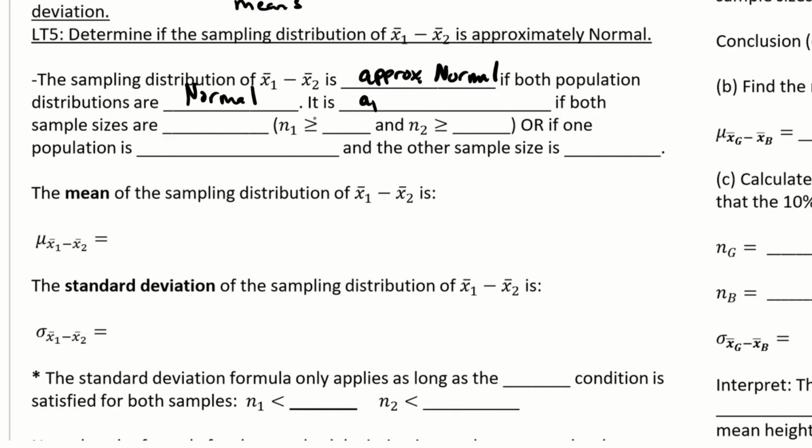So again, it is approximately normal if both sample sizes are large, assuming that the original distributions are not normal. Then as long as both sample sizes are large, then we're good. If one of the populations is normal and the other population is not, then the other sample size has to be large. Okay?